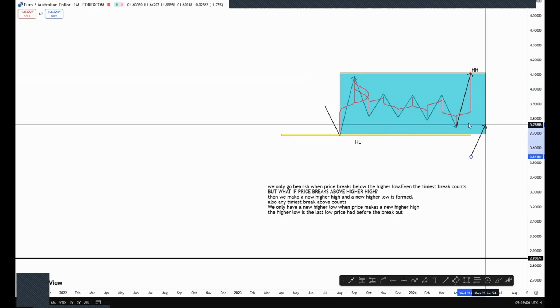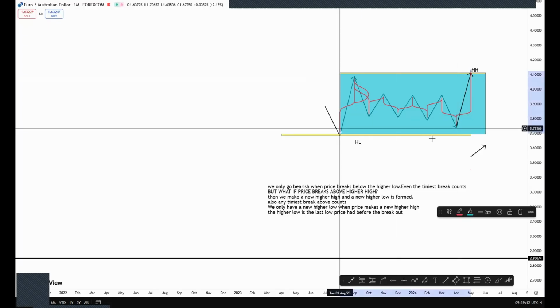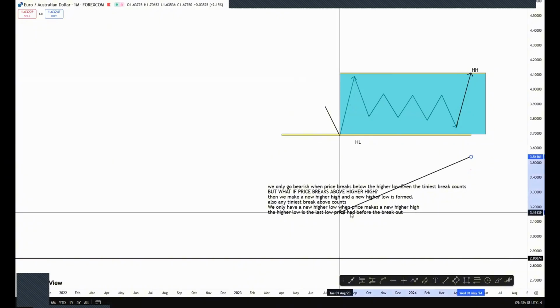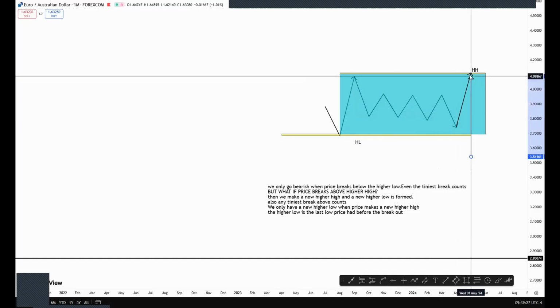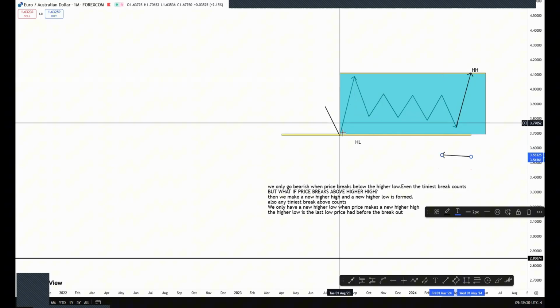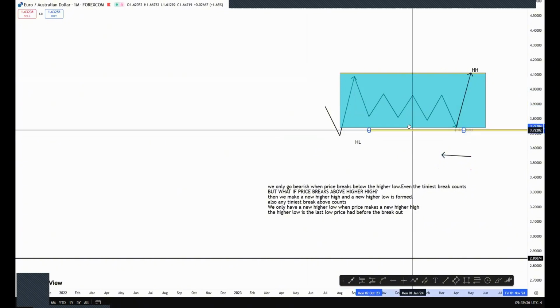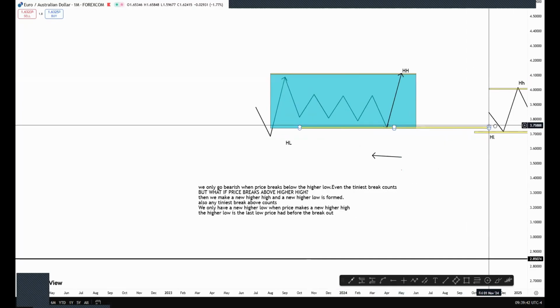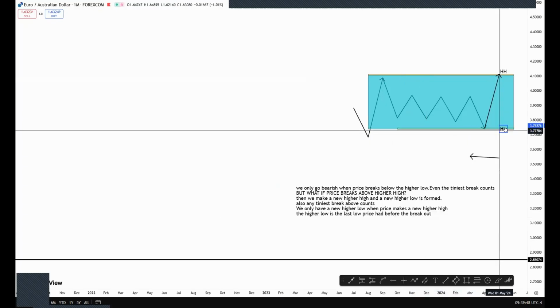What we are saying is, let me try to delete this first. What we are saying is the higher low is the last low price had before the breakout. You can see this was the last lowest point price had before this huge breakout, you see? So this means that price has gone bullish again, and we update this point to that level there. Yeah, we update the level to that point, right?